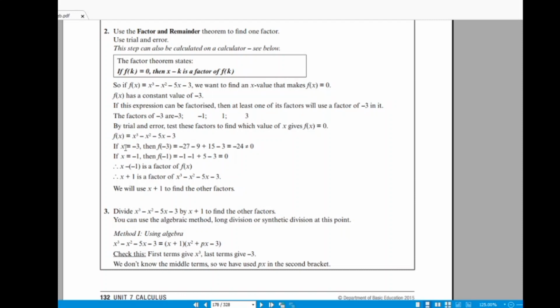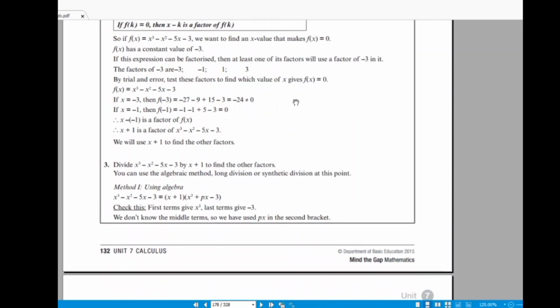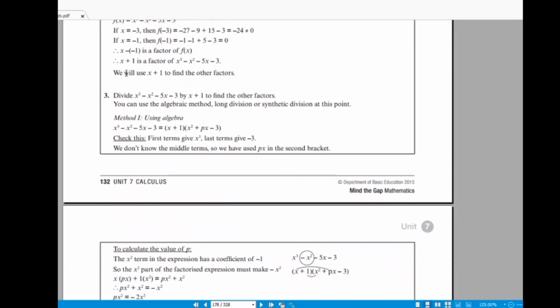So for instance, if they say x equals to minus 3, and then you substitute minus 3 in your equation of f of x, you get minus 24. Therefore, that is not a factor because it doesn't satisfy the Factor Theorem, right? And then if x is equals to minus 1, then f of minus 1 is equals to 0. Therefore x plus 1 is a factor of f of x according to the factor theorem, right? So then we'll use the x plus 1 to find the other factors, right?